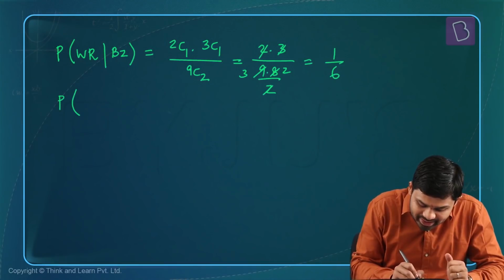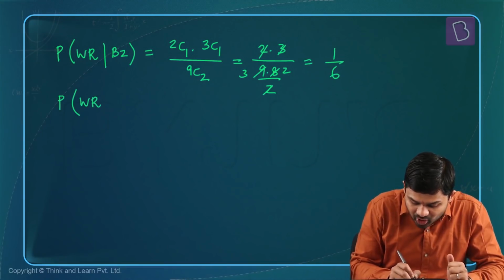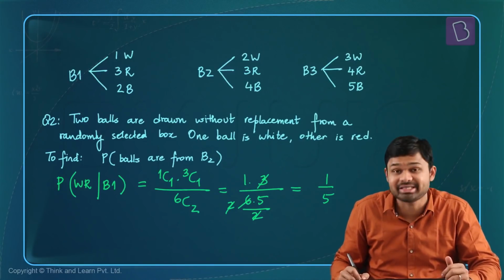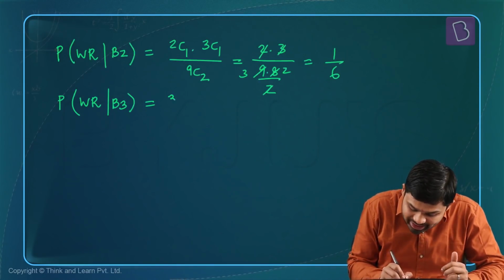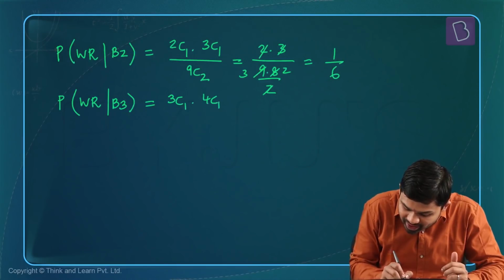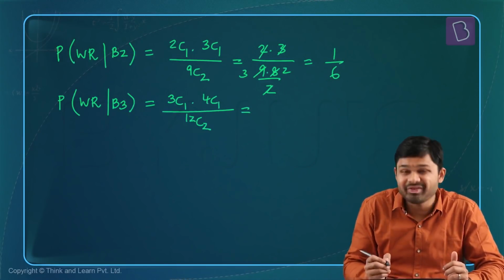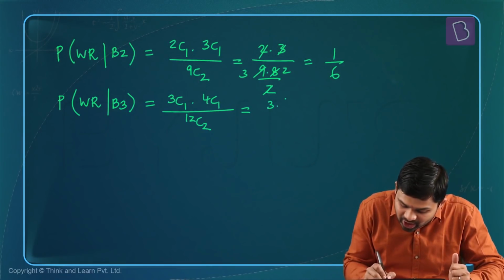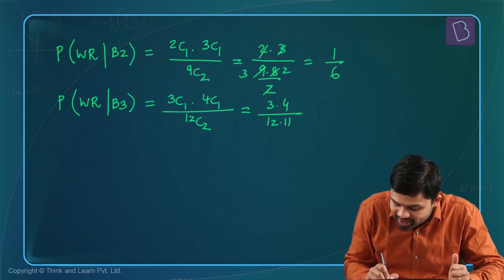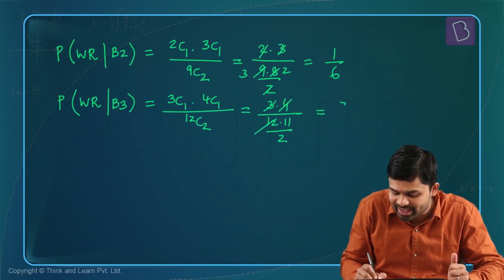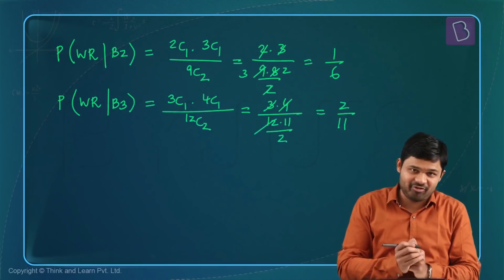Similarly, the probability that we have 1 red and 1 white ball given box 3. Box 3 has 3 whites and 4 reds. So this is going to be 3C1 into 4C1 divided by a total of 12 balls, 12C2. So we will get the answer here as 3 into 4 by 12 into 11 by 2. Again, 3 into 4 is 12, so that 12 cancels out and we end up with 2 over 11.